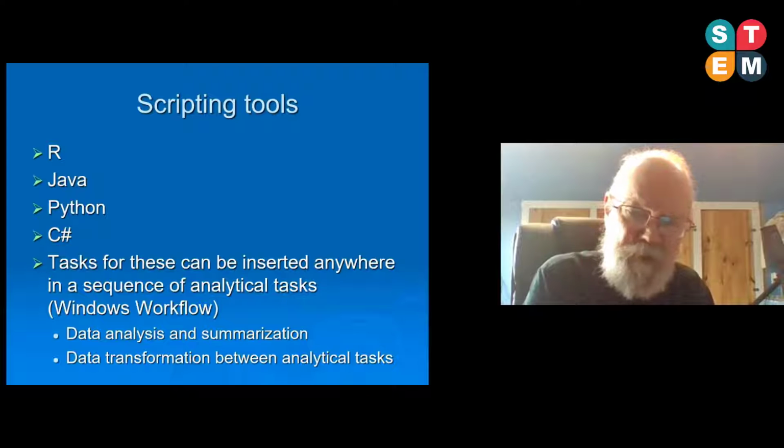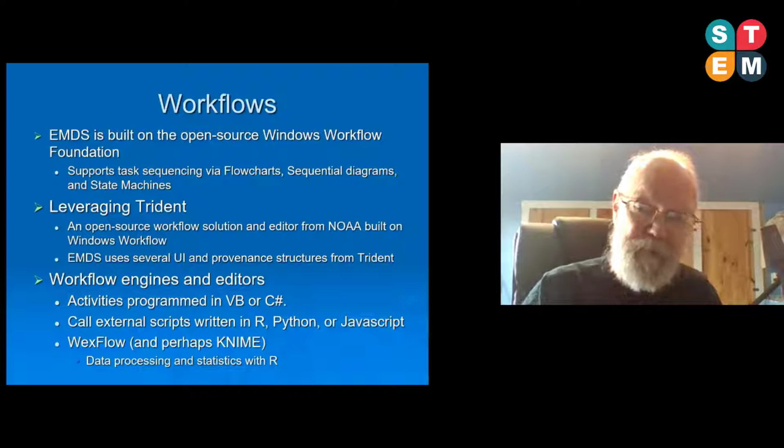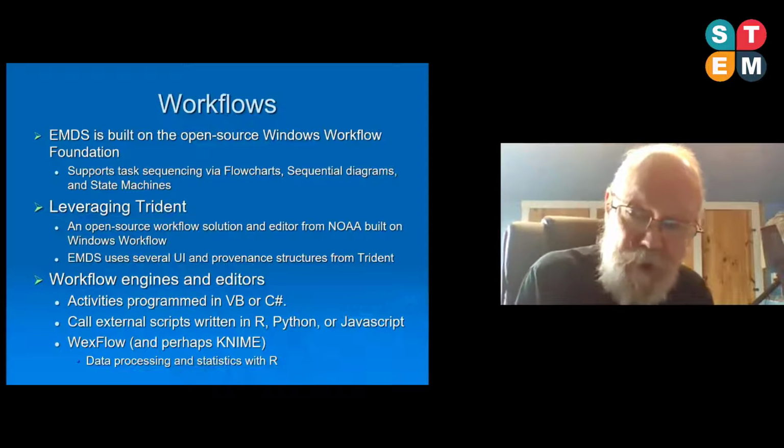Part of what's important to the framework concept and the ability to build very general models is the availability of scripting tools, which we have built into EMDS. So it makes use of R, Java, Python, and C#. In the next slide or two, we're going to look at how that fits into a workflow concept. And this is really important for generality. Systems can be designed to evaluate a very wide array of problems. And so workflows are an important concept in terms of this idea of generality.